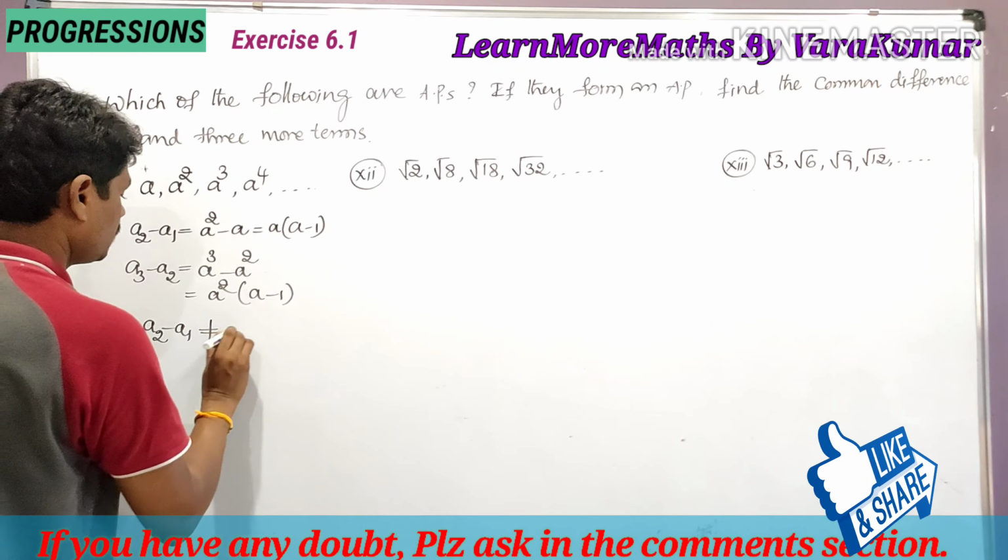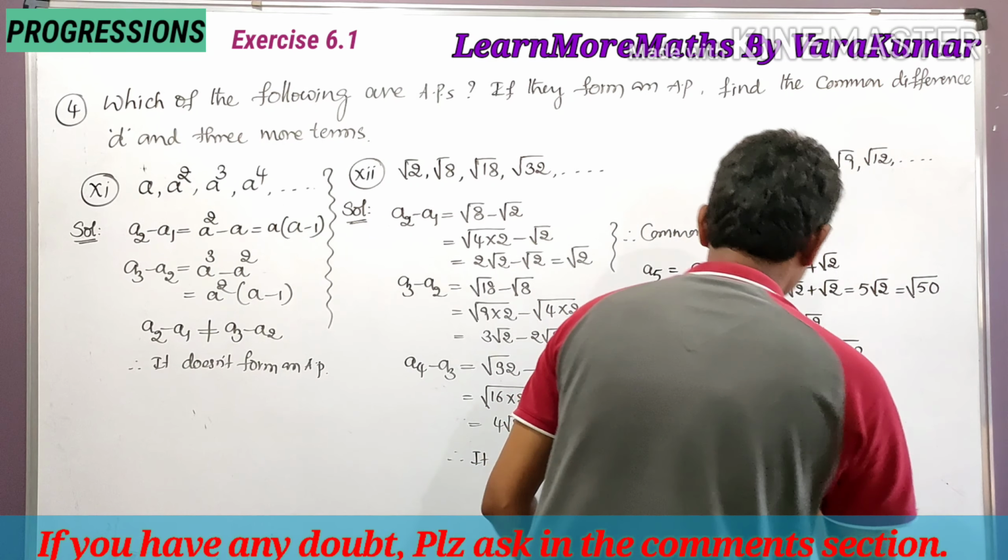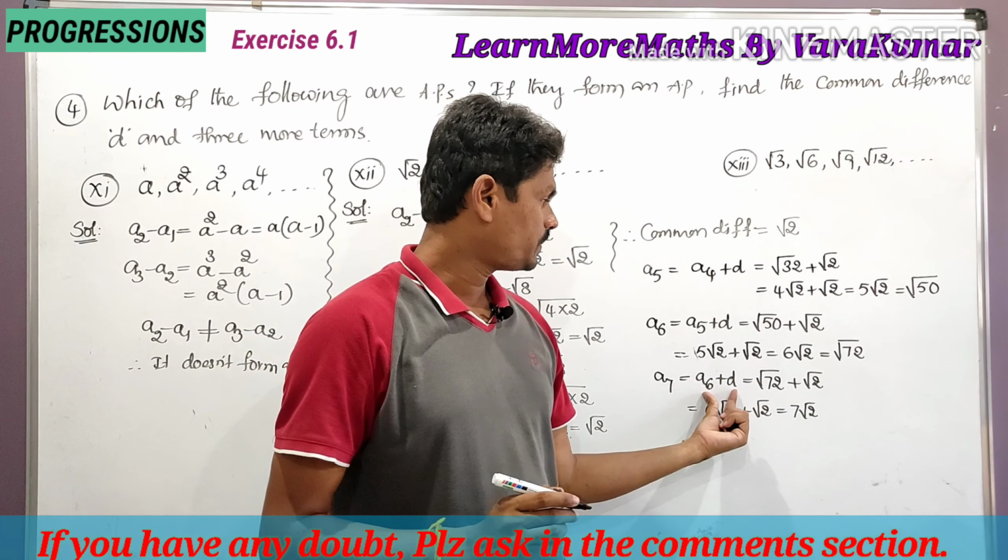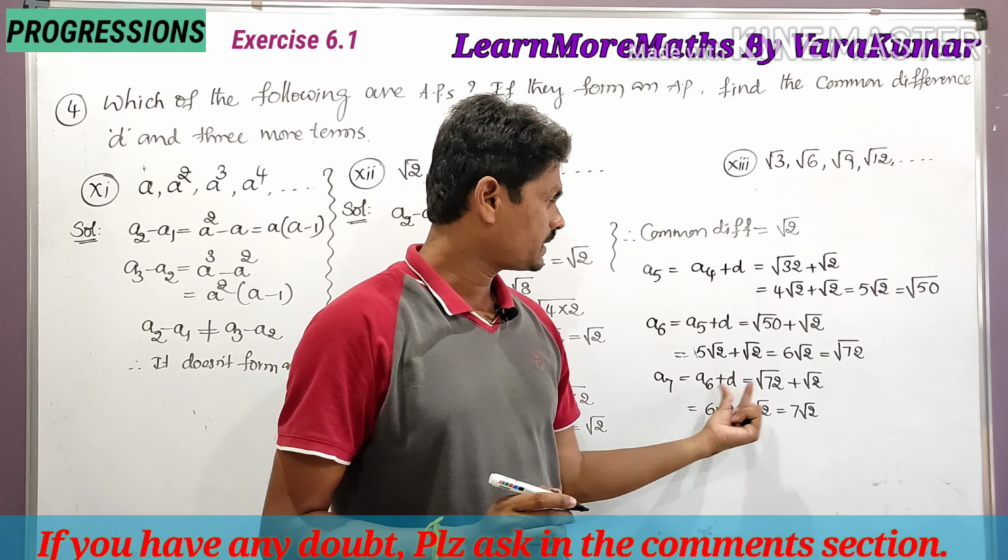So next, a7 is equal to a6 plus d. A6 is root 72, d is root 2. Root 72 can be written as 6 root 2, plus root 2, that is 7 root 2. Again, if you take 7 inside the root, it becomes 49 into 2, 98, root 98. Therefore, the three more terms are root 50, root 72 and root 98.